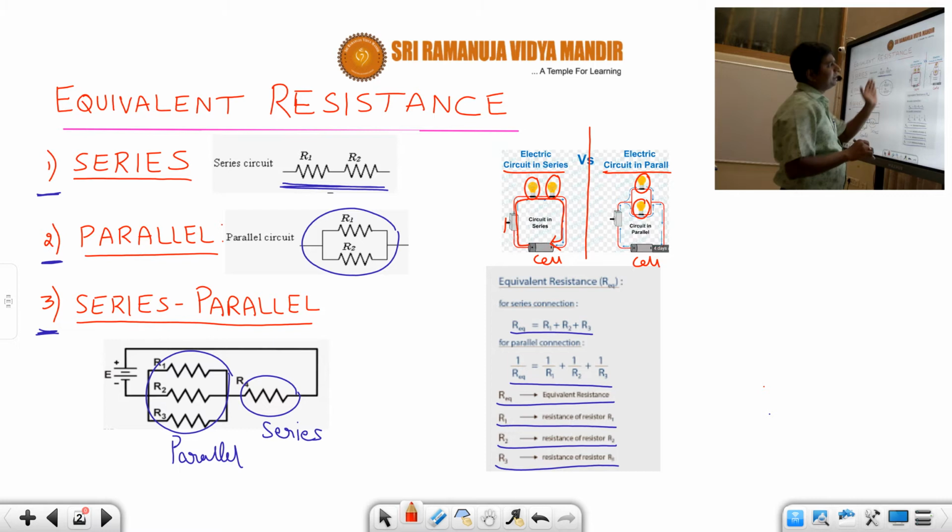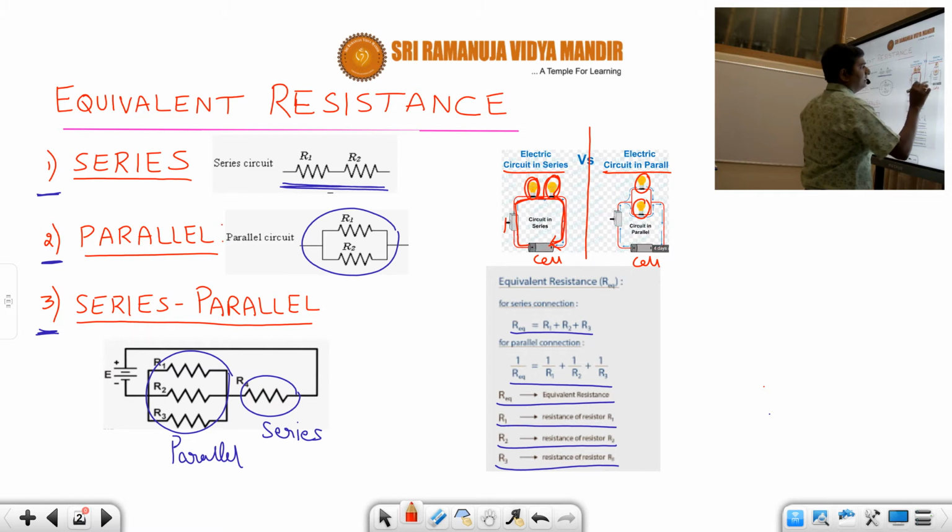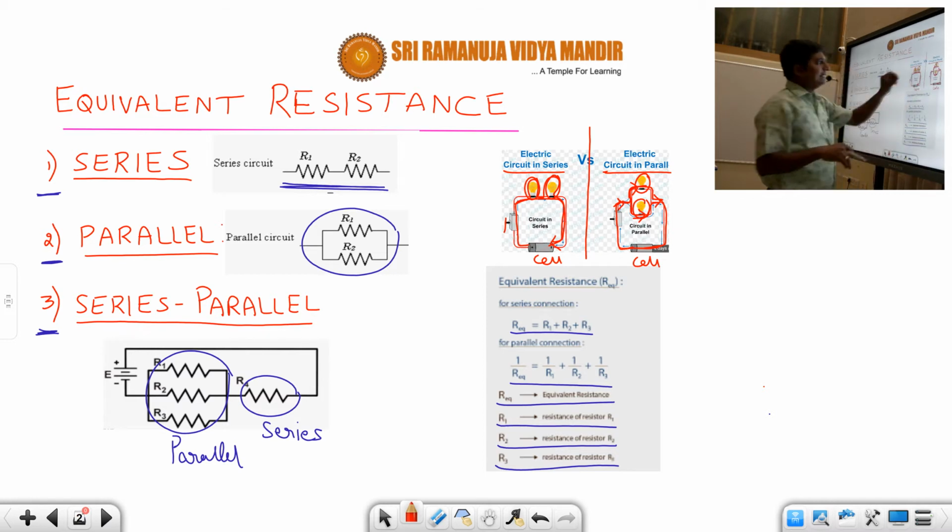So that means here the current remains the same. Whatever current is flowing in this bulb will also flow through this bulb and come out. In the circuit which is in parallel, when the current comes here, it will divide like this. Some current will go here, some current will go here. Then those two currents will combine again and come to the negative terminal of the battery. So in this way, here the current divides, whereas here the current remains the same.